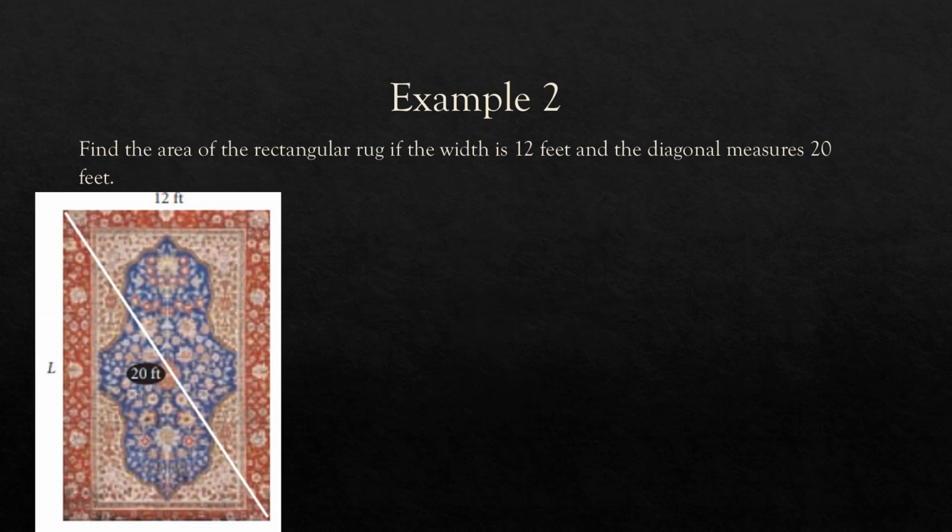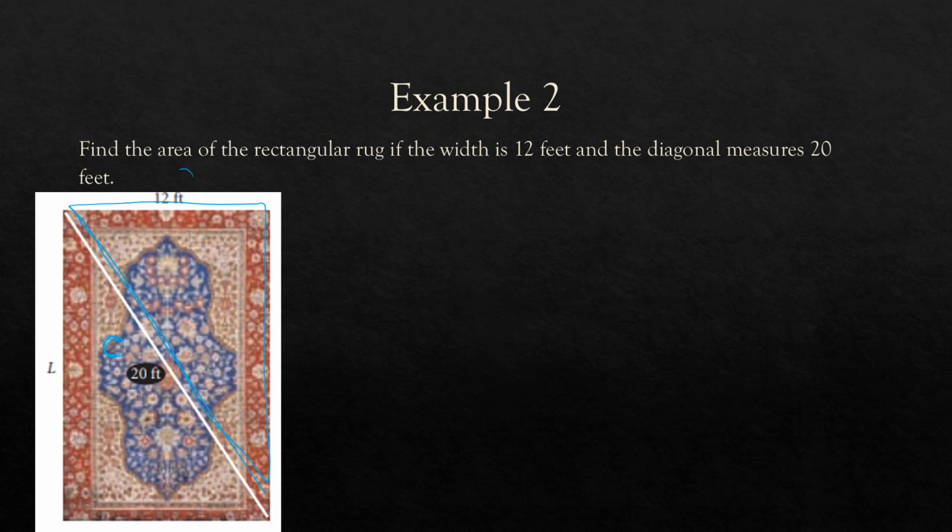Our last example. We want to find the area of the rectangular rug if the width is 12 feet and the diagonal measures 20 feet. So the diagonal is across from corner to corner. That makes this part a right triangle. So half of it cut by the diagonal will be a right triangle. That diagonal will be our hypotenuse, or our c.